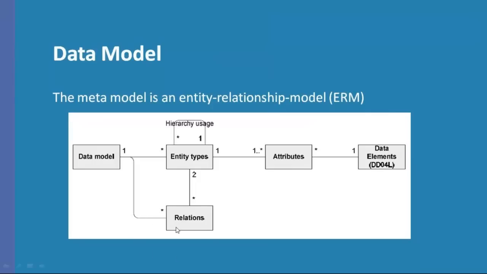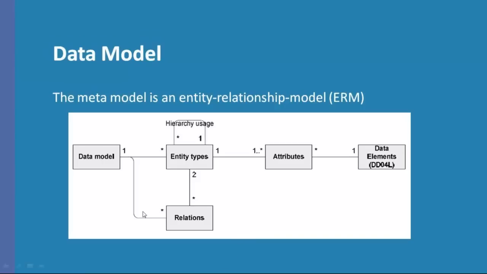Then we have the relationships. Relationships always relate to the entity types. If I have, let's say, 10 entity types in the data model, I need to define the relations between those entity types. It is very important to define these relationships. I cannot say that I have an entity type but don't want to define its relationship with the other entity types. No, that is not possible. So you have to do it.